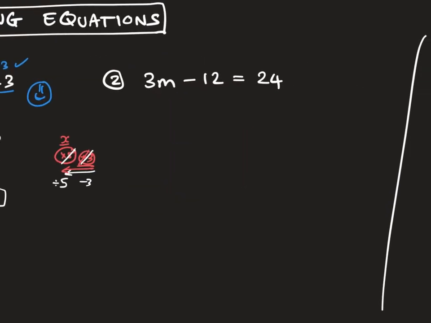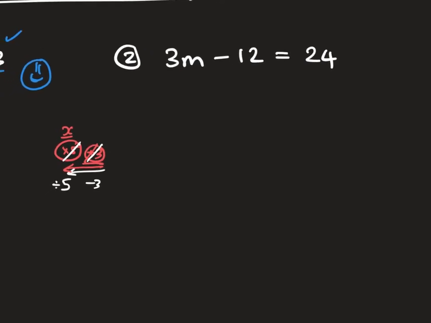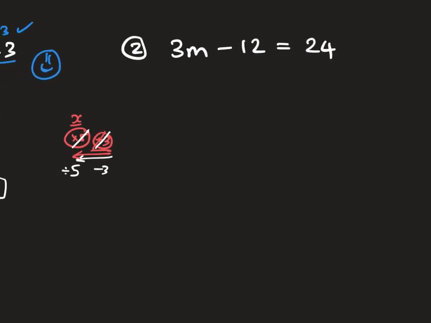Okay, let's have a look at question 2. Now, we're not using x in this case, we're using an m, but it's the same thing. If we have a look at this, we're trying to get the m on its own. So eventually we're going to have m equals something. We try and get all the numbers over to one side and all the letters over to the other. Let's have a look at what the answer is.